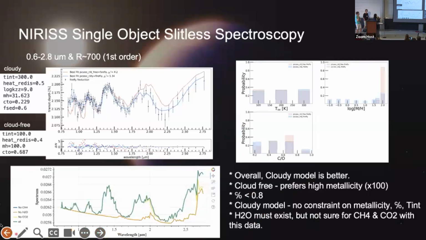And then for the final best-fit model here, I feel like the H2O must exist, as you can see presented as the orange line, the no-H2O model versus the other model gives a very big difference. So it means that H2O must exist, but we're not sure about CH4 and CO2 with just this data. Yeah.